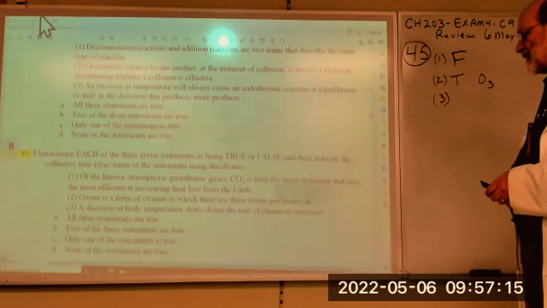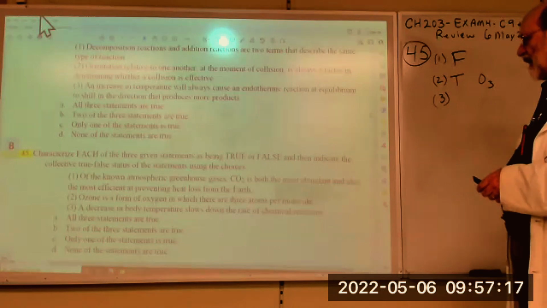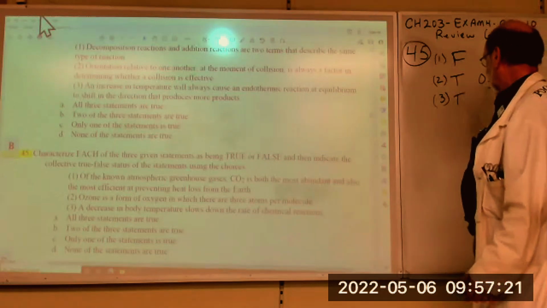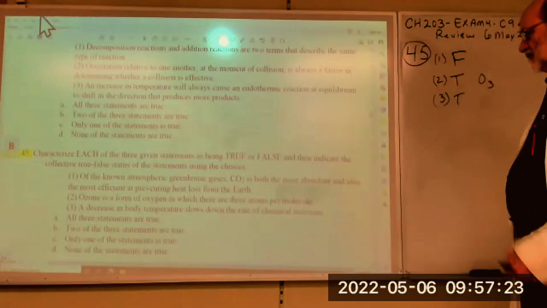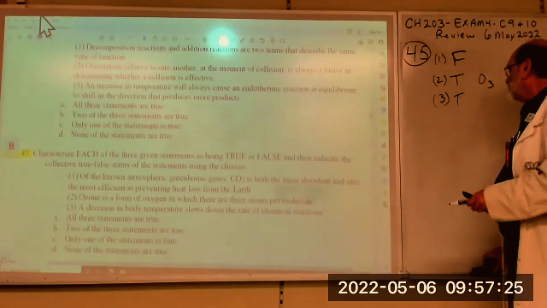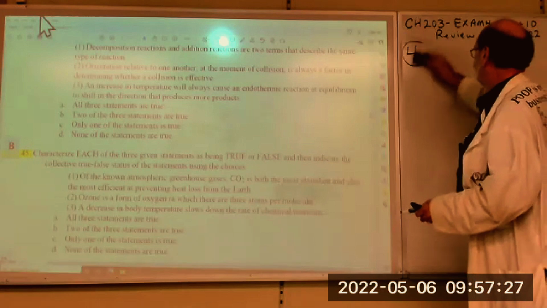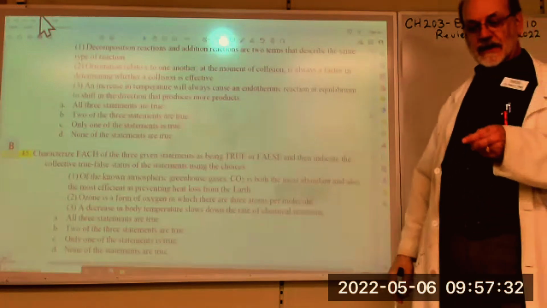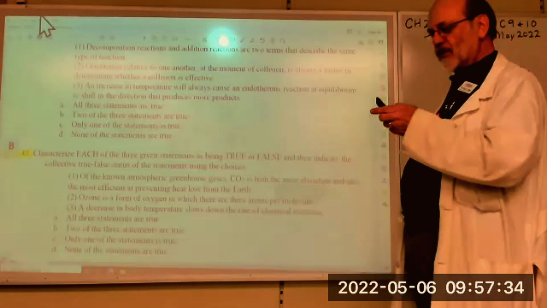A decrease in body temperature slows down the rate of chemical reactions. Yeah. So 2 of these are true. B. Don't ask me what one has to do with the other. I don't think they have. There's no relationship.